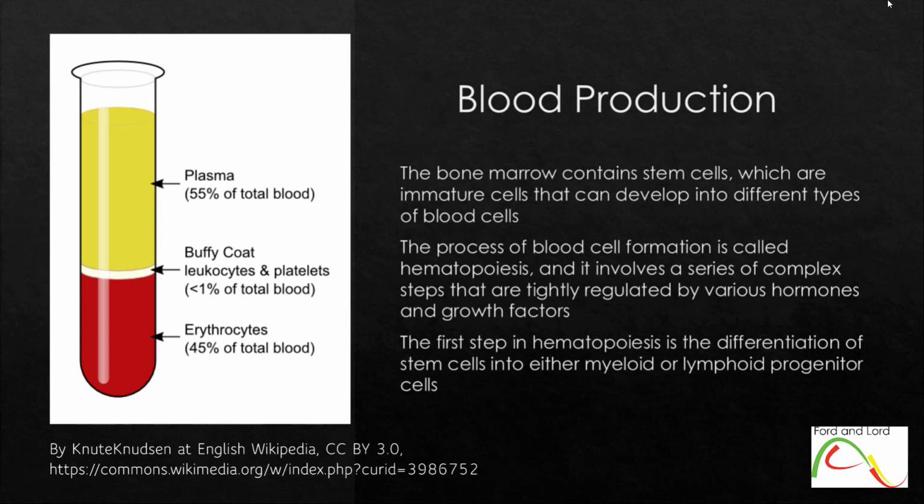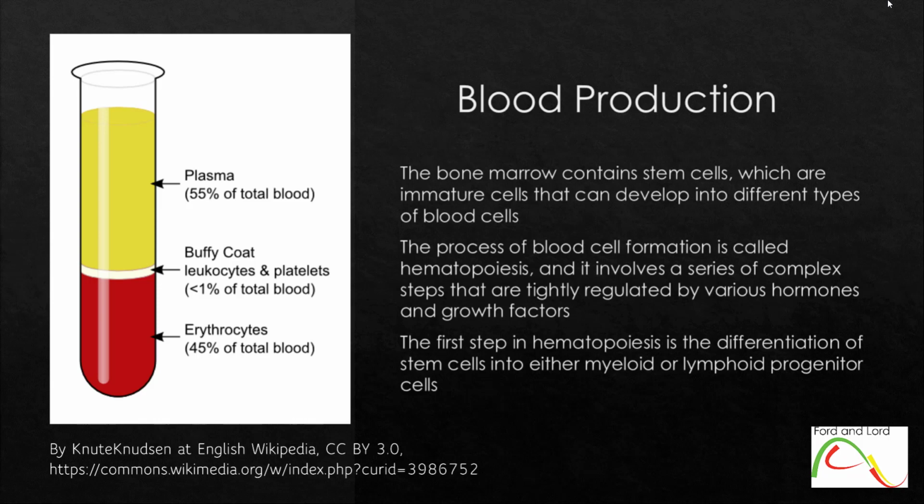The first step in hematopoiesis is the differentiation of stem cells into either myeloid or lymphoid progenitor cells. Myeloid progenitor cells give rise to red blood cells, platelets, and most types of white blood cells, while lymphoid progenitor cells give rise to lymphocytes. These progenitor cells then differentiate further into specific blood cell types under the influence of various growth factors.